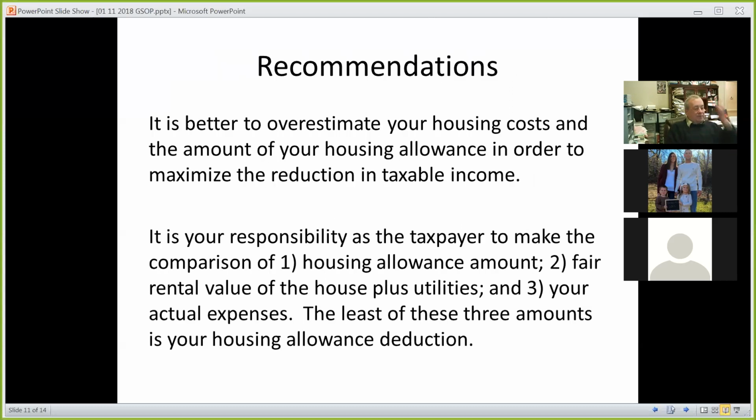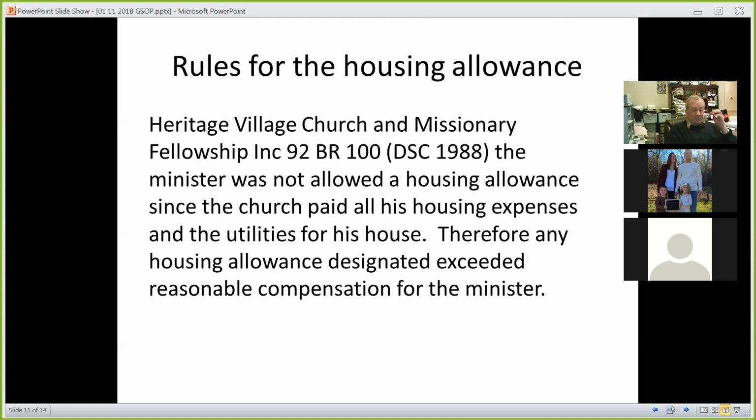So in his case, is that saying that they paid for all of his cleaning supplies and all that as well? Yeah. Anything he needed spent, the church paid for. So he tried claiming a housing allowance after everything had already been paid for him. Yes. Okay.